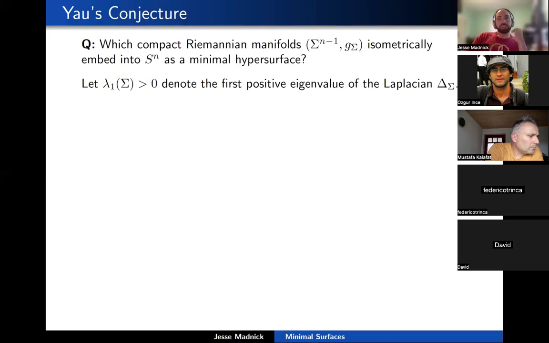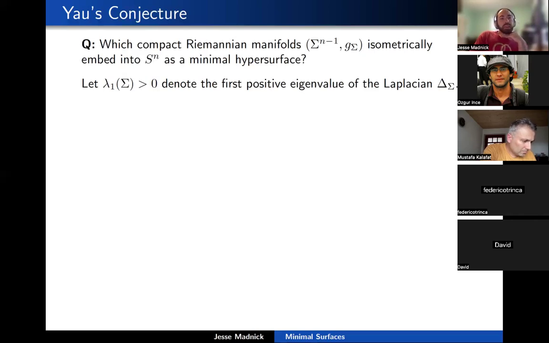Another conjecture that's somewhat relevant to us at various points is Yau's conjecture on the first eigenvalue. So here's a basic question you can ask: which compact Riemannian manifolds of dimension n-1 isometrically embed into the round sphere as a minimal hypersurface? Right, so you know the metric in advance. Is there some sort of Riemannian geometric criterion on the metric that is a sufficient or a necessary condition for isometric embedding? Right, maybe there's some necessary condition that rules out isometric embedding into the round sphere as a minimal hypersurface. How can you tell whether your Riemannian manifold can or can't be isometrically embedded as a minimal hypersurface?